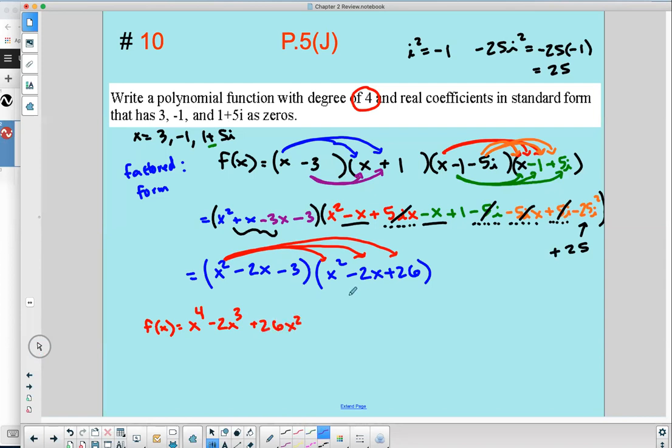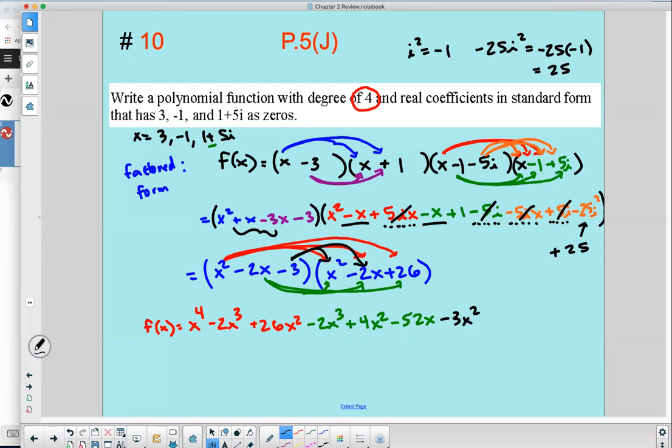Switch colors. Negative 2x times x squared. Let's go in order. That'd be a negative 2x cubed. Negative 2x times a negative 2x is a plus 4x squared. And a negative 2x times a positive 26 is a negative 52x. Last term, last distribution, negative 3 times x squared is negative 3x squared.